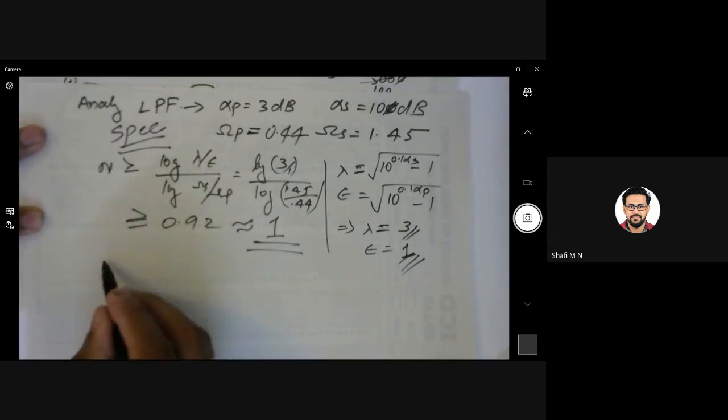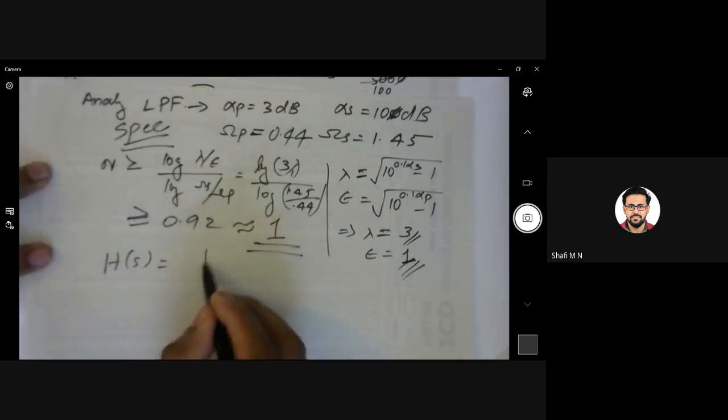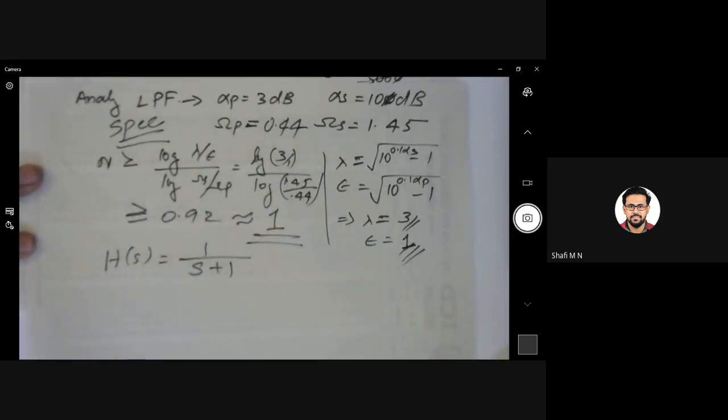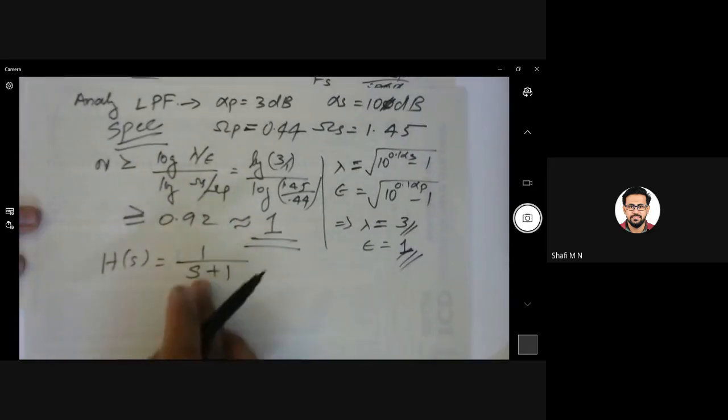Now what is the second step? Find h of s. How will you find h of s? You have to look at the table. You got a table, find the denominator. Denominator is s plus 1. So can I conclude that this is my required low pass filter?